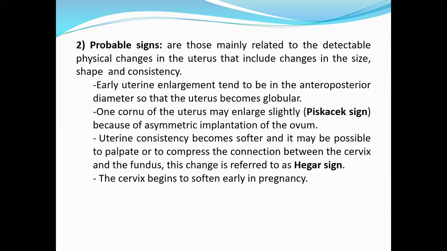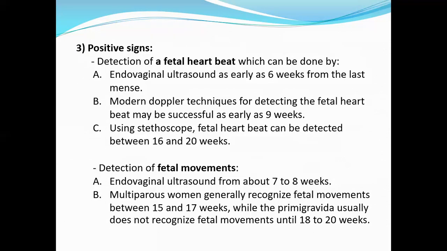Probable signs are those mainly related to detectable physical changes in the uterus that include changes in the size, shape, and consistency. Positive signs include the detection of the fetal heartbeat, which can be done using endovaginal ultrasound as early as 6 weeks from the last month. Modern Doppler techniques for detection of the fetal heart rate can be done as early as 9 weeks.